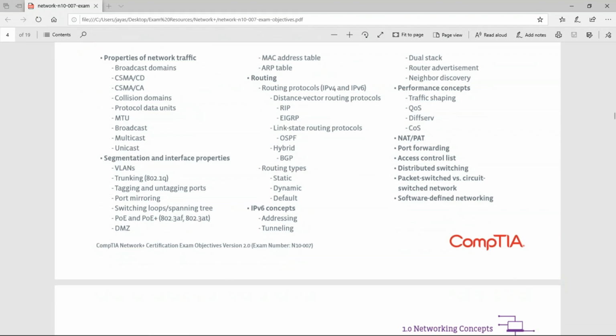It's a ton of information, and it takes what you learned about networking in the A+ to the next level. So be prepared for it.